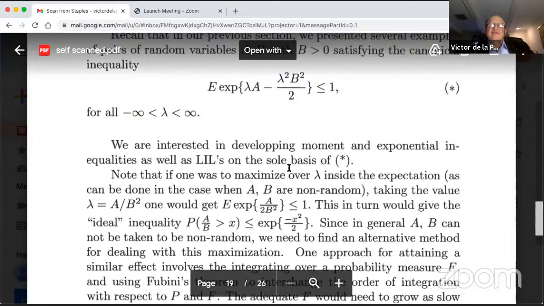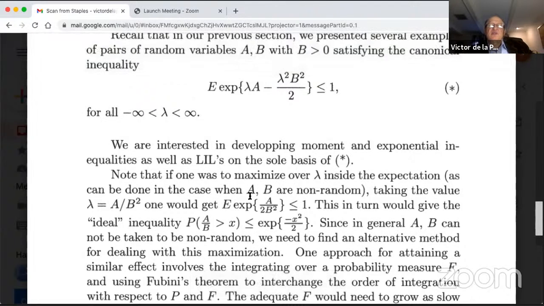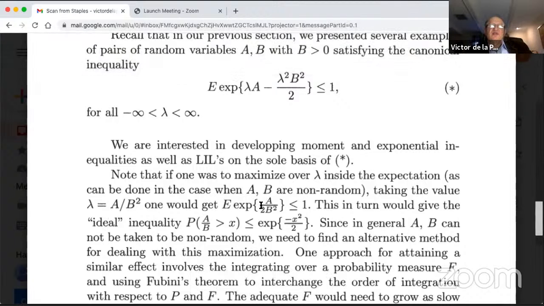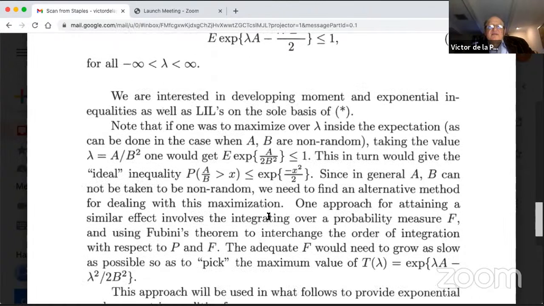If I maximize lambda inside the expectation, as it can be done when A and B are non-random, taking the value lambda equal to A over B squared, we would get the expected value of e to the A squared over 2B squared less than or equal to 1, and we would get the ideal inequality. But as I said, this is not possible.